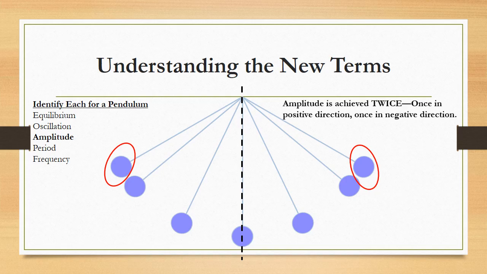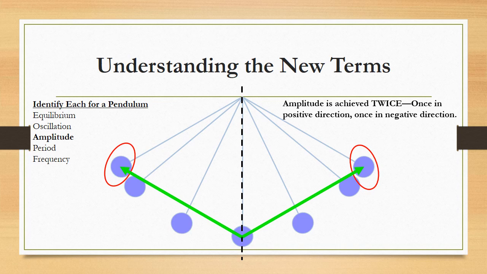That is not coincidental. Amplitude is always achieved twice, as long as you're talking about a system that oscillates without friction. So it's going to achieve the same height on both sides. That's true for not only pendulums, but all periodic motion. And one of the amplitudes is always positive and the other is negative, depending on how you define direction.